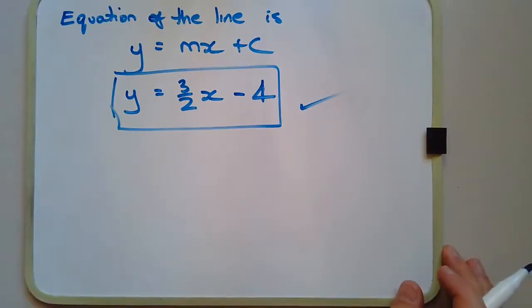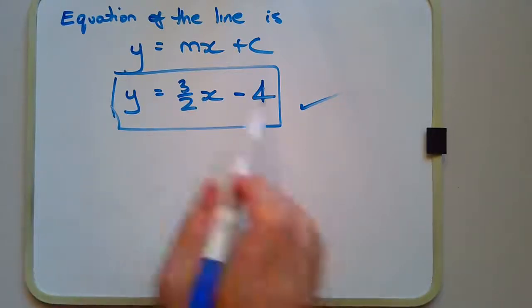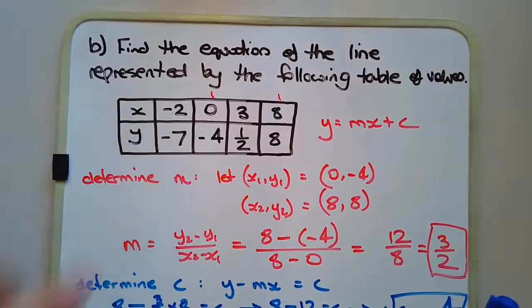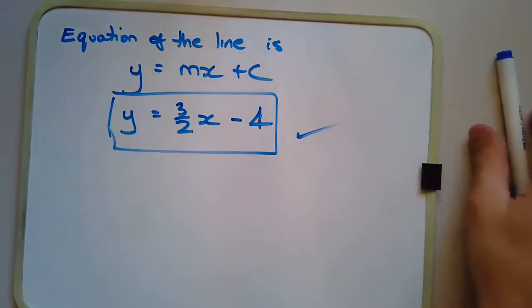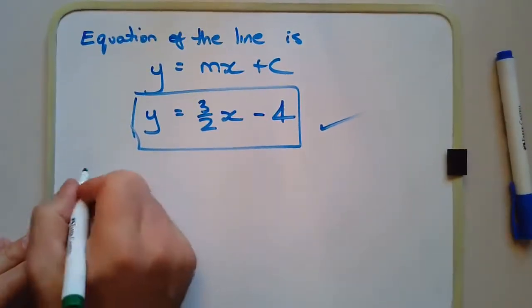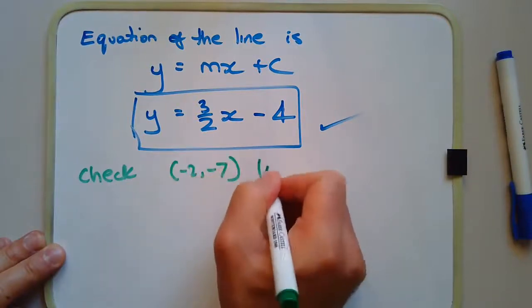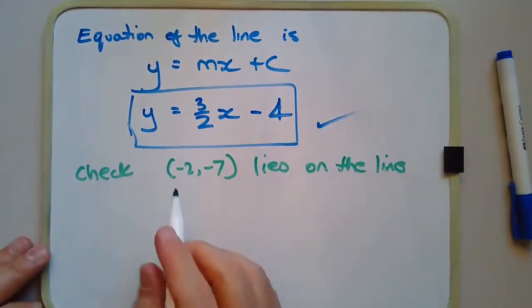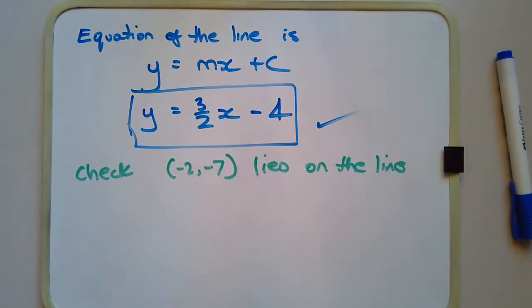Now, you might think, how do I know I got the answer right? One last little thing: can we check that this equation is correct? How do we do that? Let's pick another point. Let's pick the point negative 2, negative 7 and see if this holds true. The last thing we're going to do is a check. We're going to check that the point negative 2, negative 7 lies on this line.